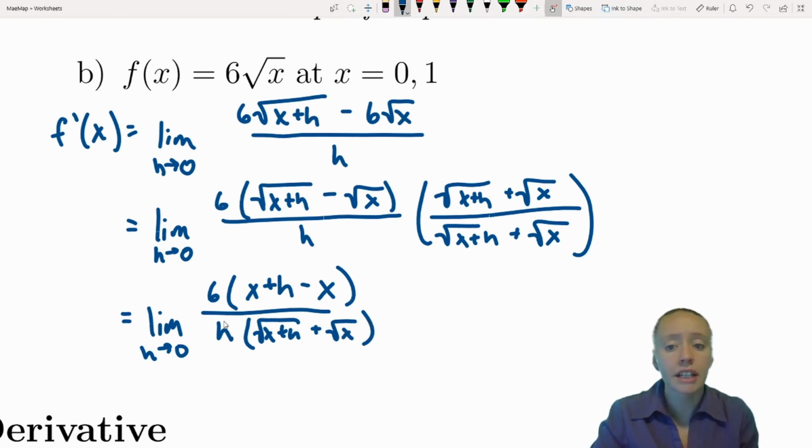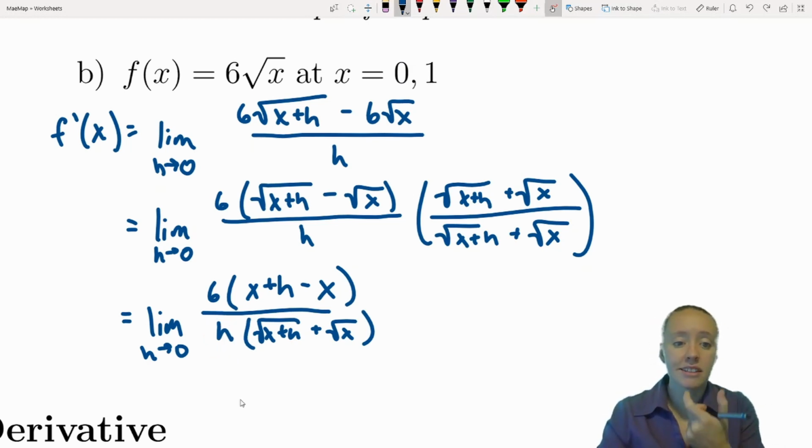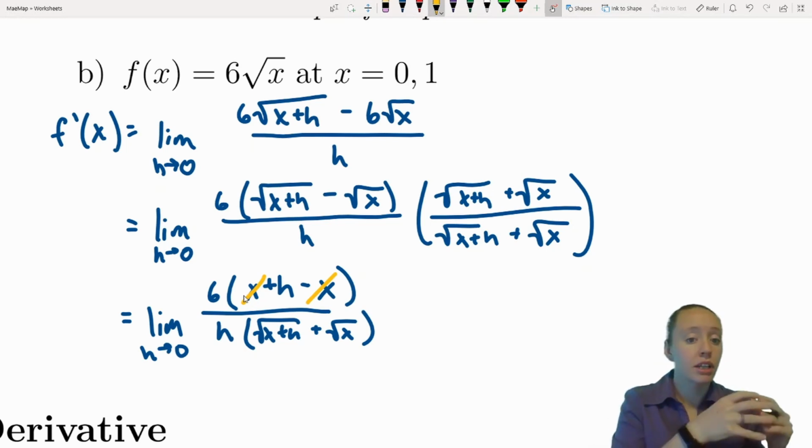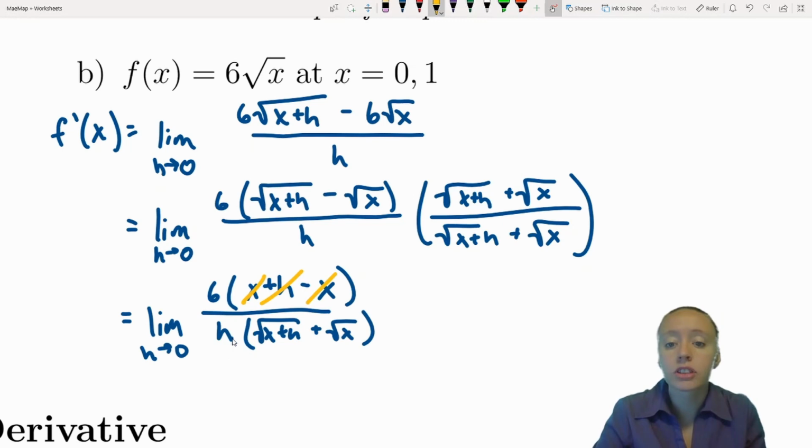No need to distribute that h through, because remember, that's what we want to get canceled out, because plugging in 0 for that is giving us issues. It makes the function undefined, which we don't want. But now you can see that when I cancel out my x's, all I have in my numerator is 6 times h. So because I have h multiplied by everything in my numerator, and I have h multiplied by everything in my denominator, my h will also cancel out. So my limit is going to be the limit of 6 over square root of x plus h plus square root of x as h approaches 0.